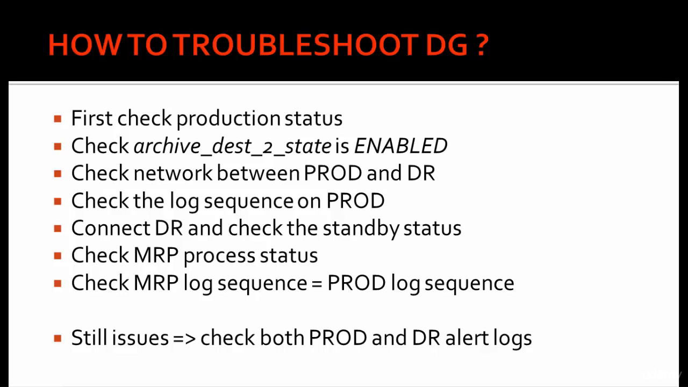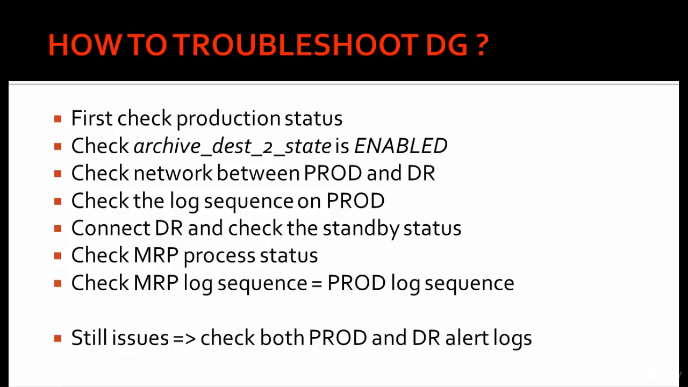Next, we need to check the network between the production and the DR. So how do we check? We need to perform a TNS ping, and next we need to check the log sequence on the production. We check the log sequence because we have to match this log sequence with the DR server.